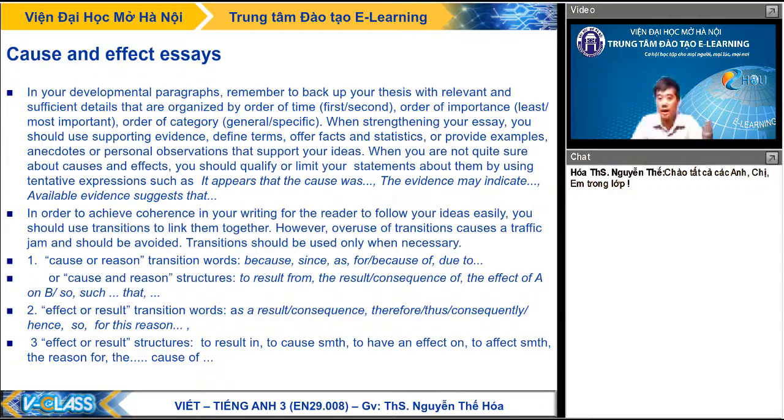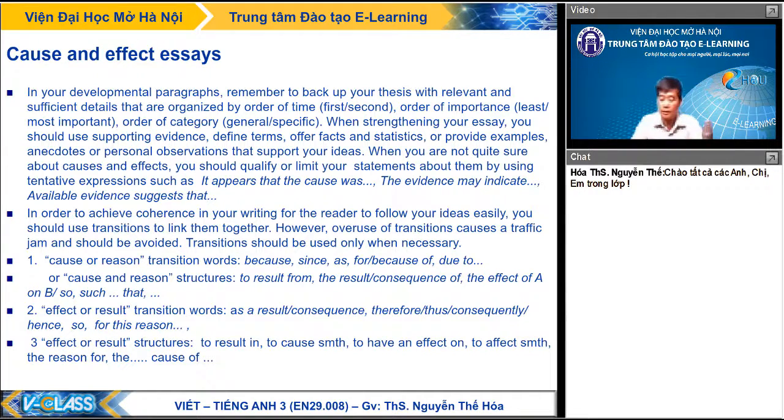that supports your ideas. In order to achieve coherence in your writing, for the reader to follow your ideas easily, you should use transitions to link them together. However, overusing transitions causes a traffic jam, so they should be avoided. Maybe you have to use some of them.